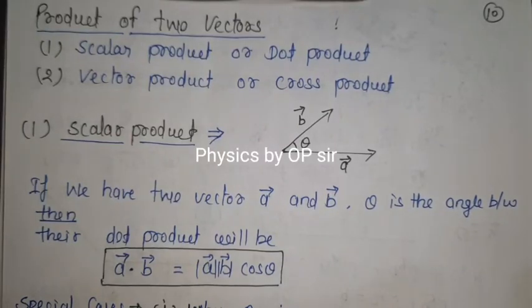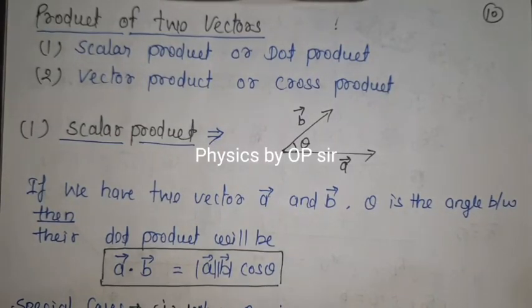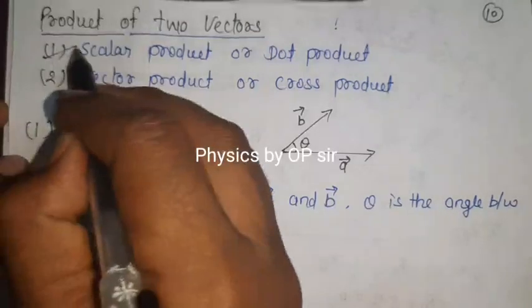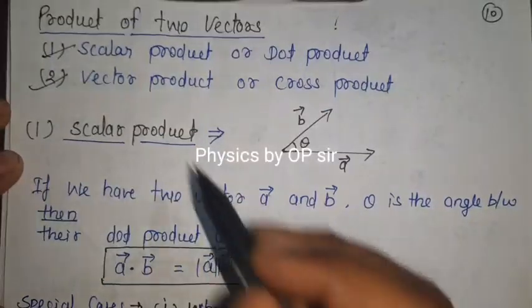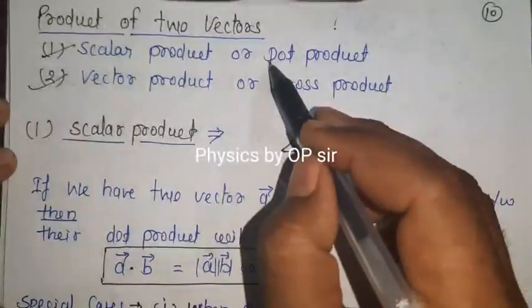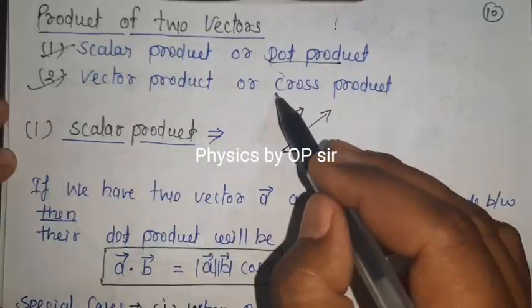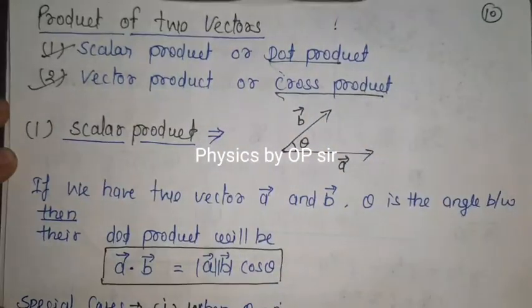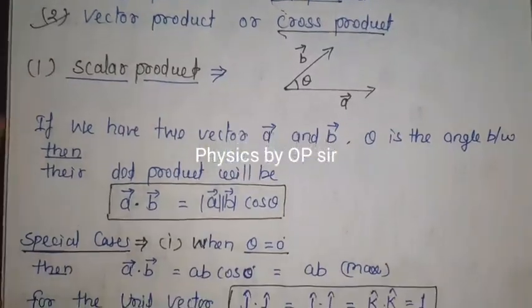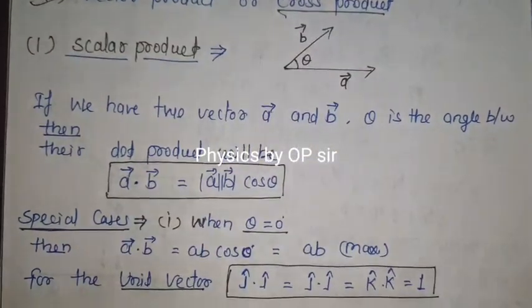Now we will discuss the product of two vectors. We have completed vector algebra. In vector algebra, we have completed addition, subtraction, then resolution, how the vectors are resolved in 2 directions and 3 directions. Then our last topic of vectors is the product of vectors. So the product of vectors may be of two types. One is scalar, another is vector. Scalar product is also known as dot product, and vector product is also known as cross product. It is well known to you, but there are some points you don't know that we are going to discuss here.